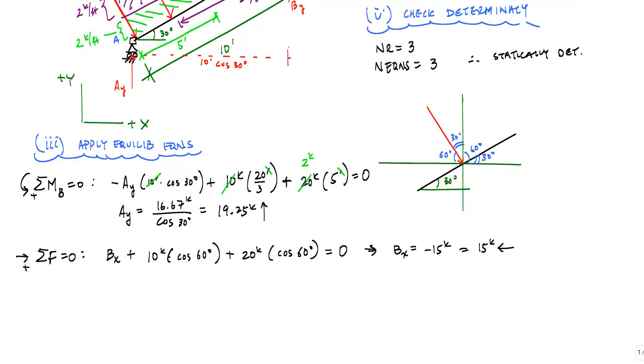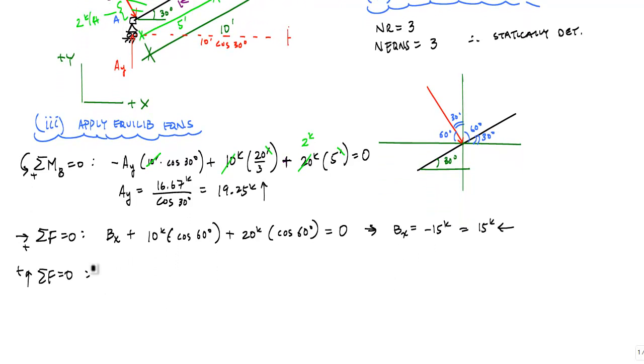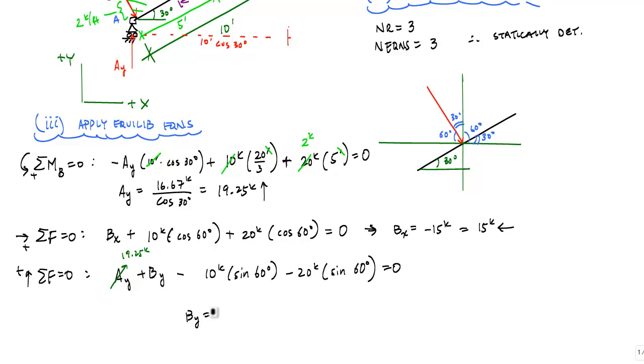And last but not least, the forces in the vertical. Here I would say that AY plus BY minus 10 kips sine of 60 minus 20 kips sine of 60 is equal to 0. Again, I would substitute for AY here. AY is 19.25 kips. Now if I solve for BY, I get that BY is equal to 6.73 kips, with a positive result which indicates that BY is 6.73 kips pointing upwards. And these are my reactions.